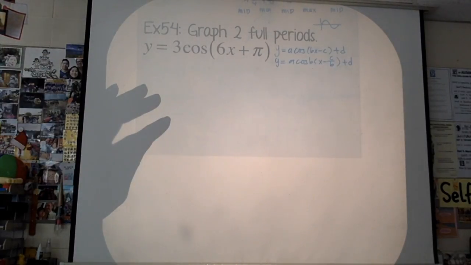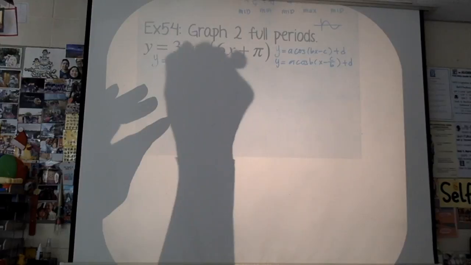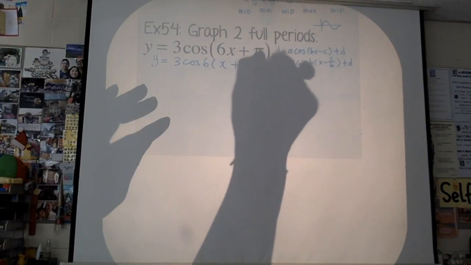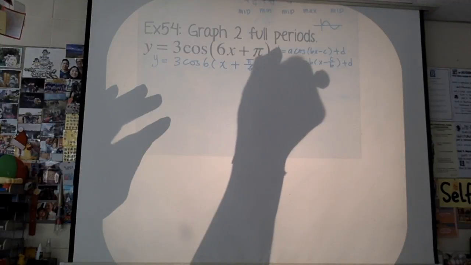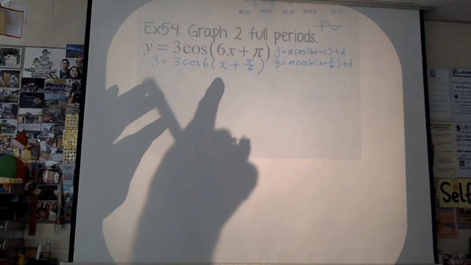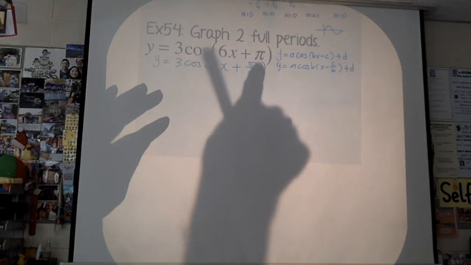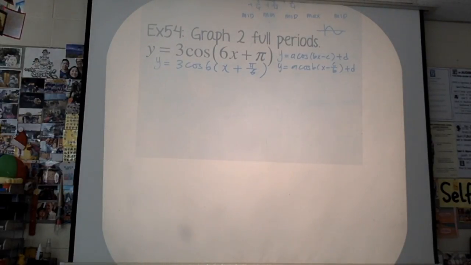It tells me the left and right shifts, right? So y equals 3 cosine 6 x plus pi over 6 is the way I like to see this graph. I could already tell you that the max is going to occur at negative pi over 6 because this gives me 0 there. Okay, you'll see what I mean.